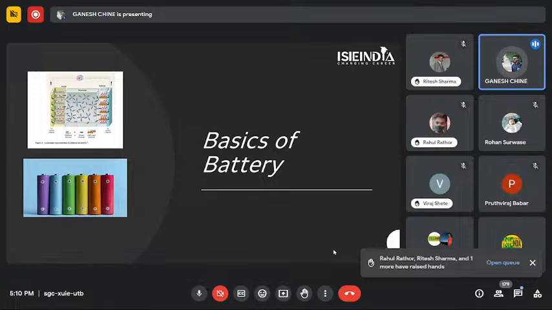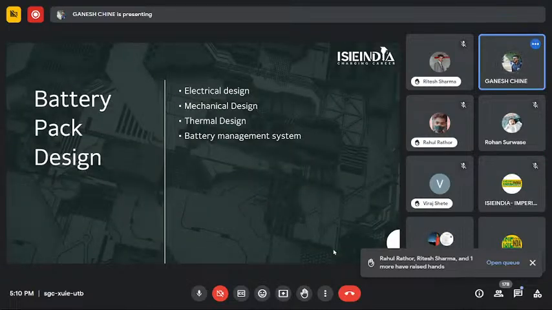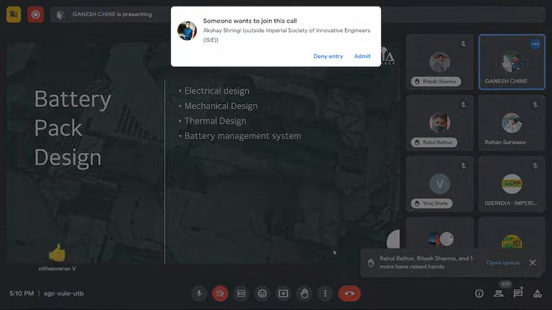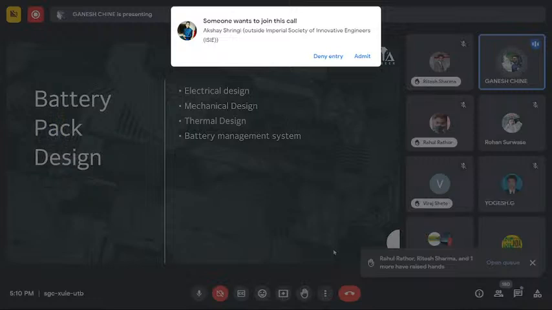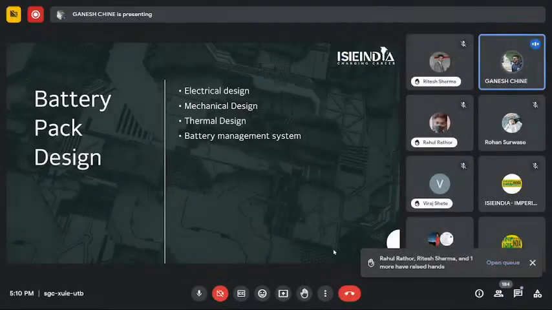go for the battery pack design. While designing any battery pack, we require four major perspectives. First is the electrical design, then mechanical design, thermal design, and battery management design. While designing the battery pack, there are various fundamentals that are very important.